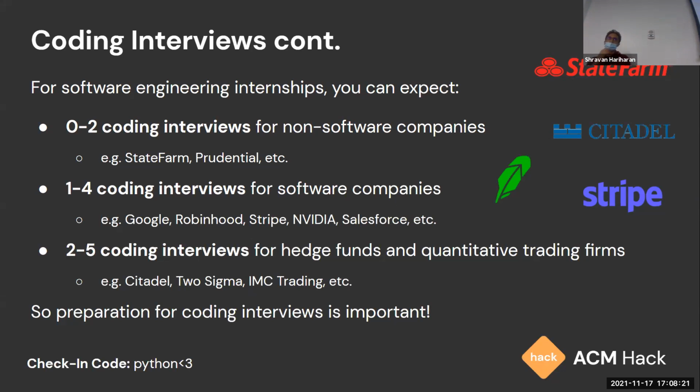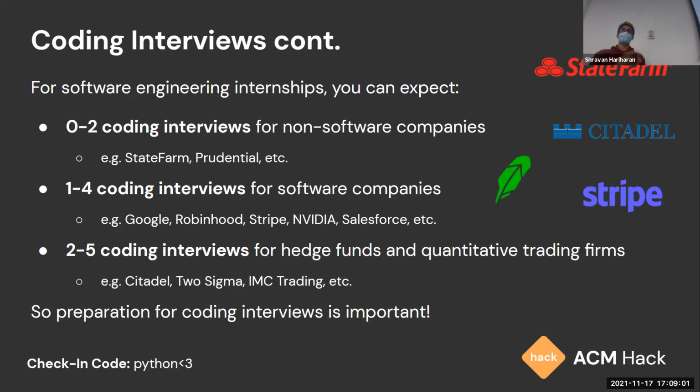So I know many of you are going to try and apply to software engineering internships or technical internships in general. To highlight what you can expect from an interview process: generally for non-software or non-technical companies, there'll be 0 to 2 coding interviews. So sometimes you might not have any coding interviews. You might have technical interviews where they'll ask you computer science questions or data science questions, but you will not necessarily be doing actual code or running code. But for some non-software companies, you might have a couple of coding interviews. Non-software companies would be like State Farm, Prudential, the companies whose flagship product isn't a tech product.